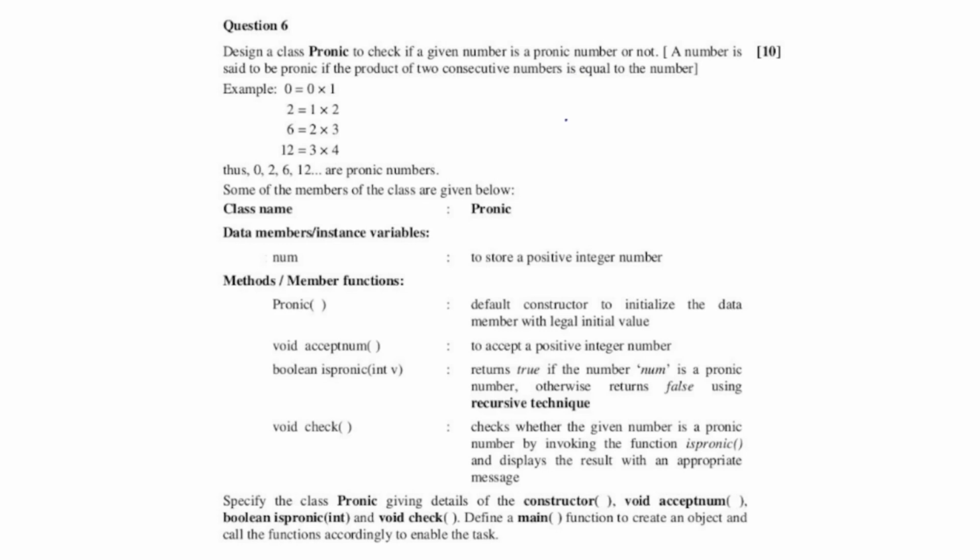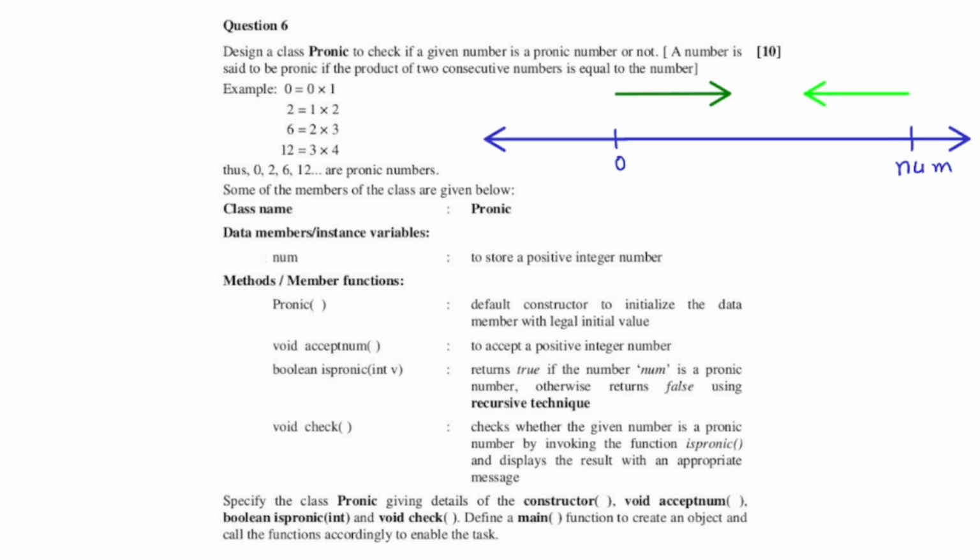And what I'll do is that first I'll take a number line. So let's say this is our number line. And on this number line, we have 0 over here. And the variable which we want to test whether or not it is a pronic number is represented by the variable num. So we need two consecutive numbers. So either we can start from 0 and move up. That is one way of approaching the problem. Or we can start from num and we can move down.